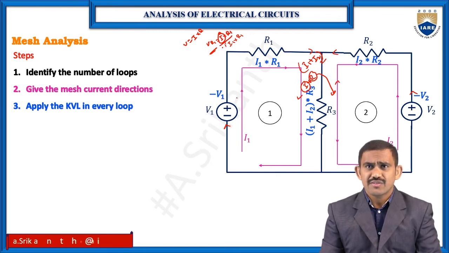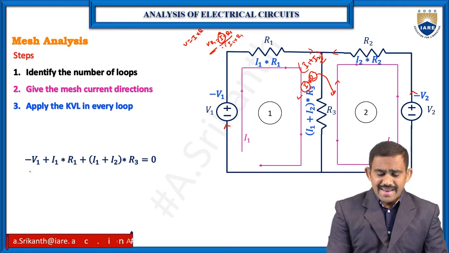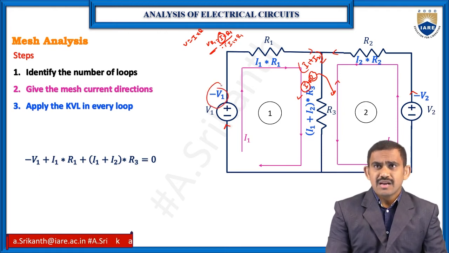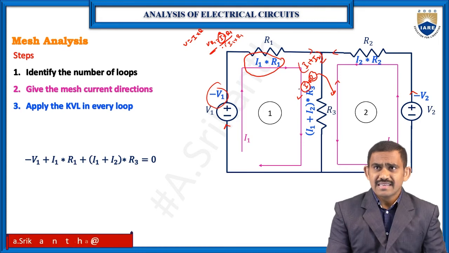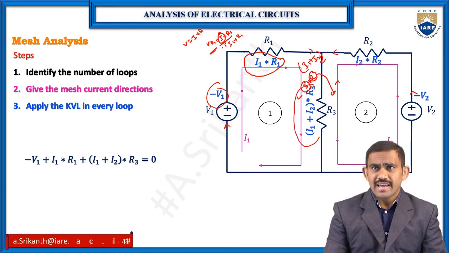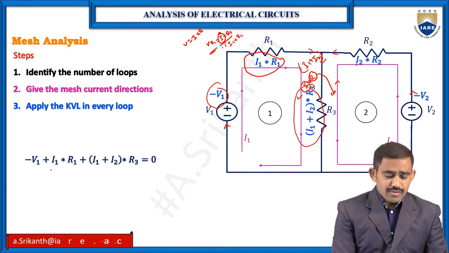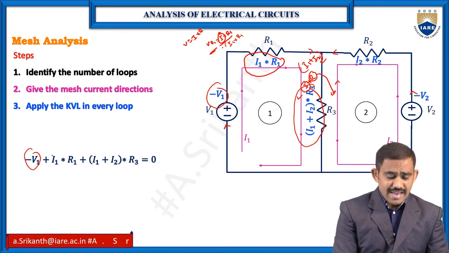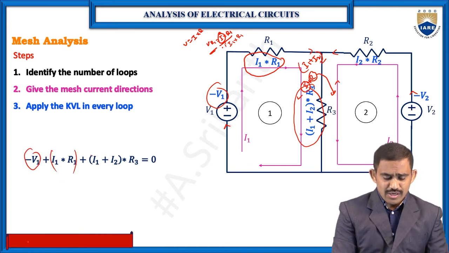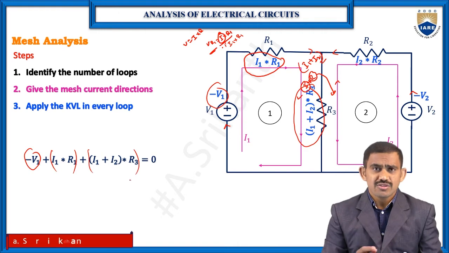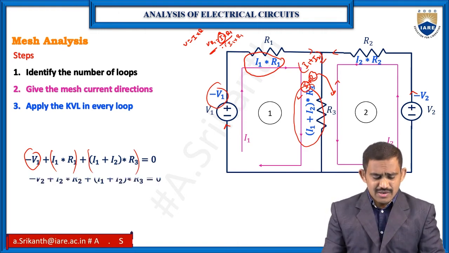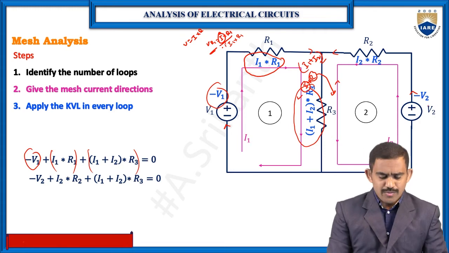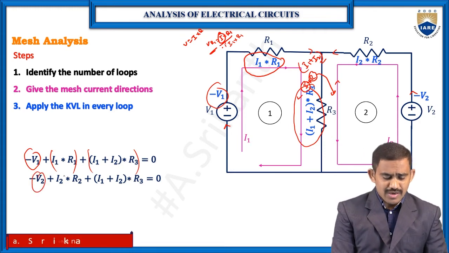From loop 1, your equation is minus V1, this is a voltage drop, and plus I1 into R1 is a voltage drop, and this is one voltage drop. I have 3 voltage drops. Now check it. Minus V1 is there, and the voltage drop across R1 and the voltage drop across R3 equal to 0. Then coming to loop 2, same equation: the voltage drop across the source, the voltage drop across R2 and the voltage drop across R3.